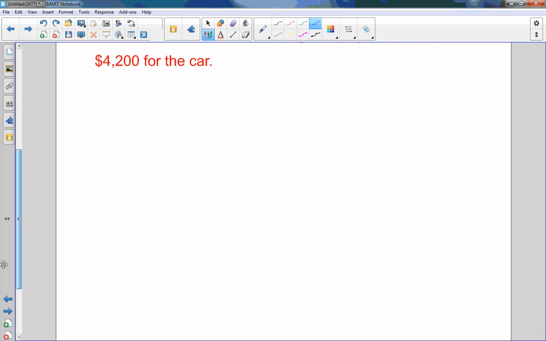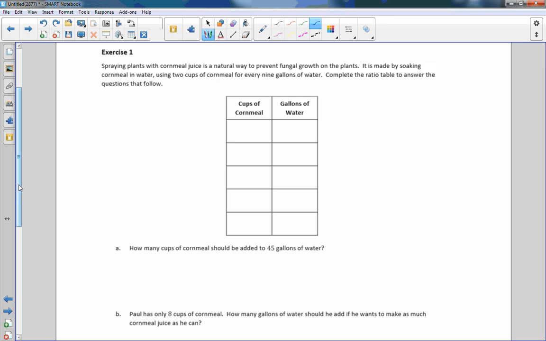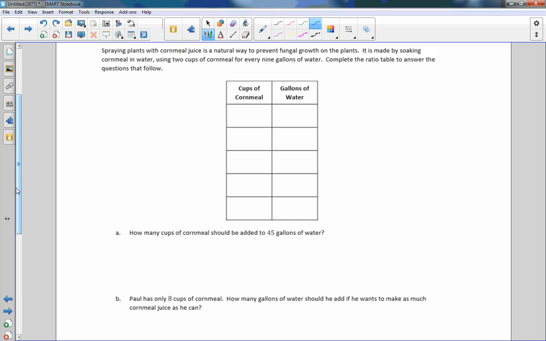Okay, next example. Exercise 1. Spraying plants with cornmeal juice is a natural way to prevent fungal growth on plants. It is made by soaking cornmeal in water. Using 2 cups of cornmeal for every, there's the key word right there, for every, that's a ratio, 9 gallons of water. 2 cups of cornmeal, 9 gallons of water. Complete the ratio table to answer the questions that follow. So this is just another example. We're going to use repeated addition or multiply: 2, 4, 6, 8, 10, 9, 18, 27, 36, 45.